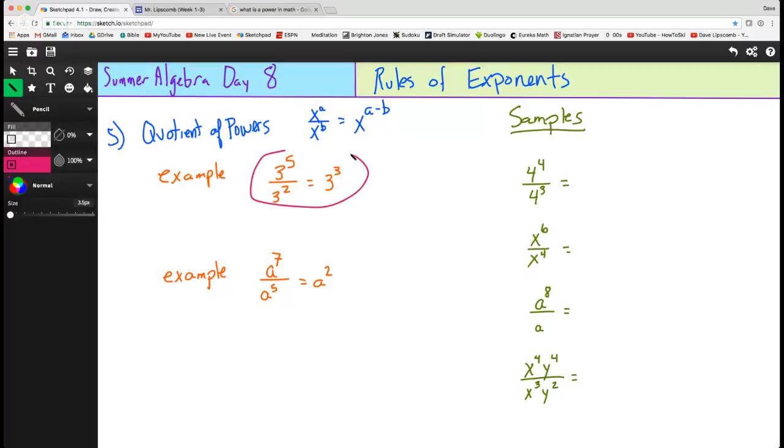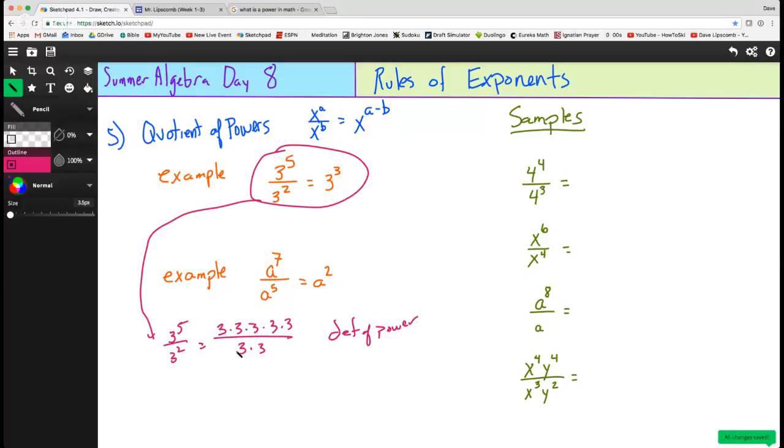And how can we prove that that's true? Well, let's just look and see that it's true. Because 3 to the 5th over 3 squared equals 3 times 3 times 3 times 3 times 3 over 3 times 3. And that's our definition of power. Now we're going to do our simplification. We can cross off on the top and bottom the same things: 3 divided by 3, 3 divided by 3, because that's effectively equal to 1. So we can do our cancellation, and we're left with 3 to the 3rd. So that's by simplification.